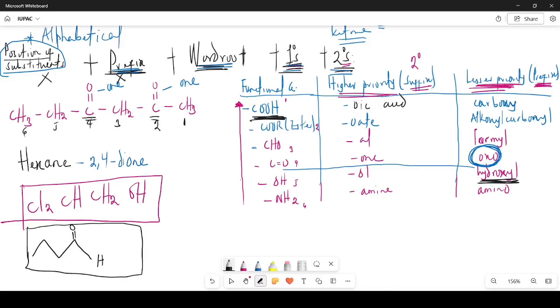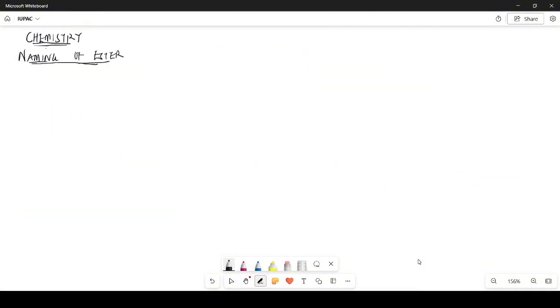So up next is naming of ester compound. Now let's discuss naming of ester compound. Ester compound is a product of reaction of alcohol and alkanoic acid. So whenever you react alkanol together with alkanoic acid, and remember alkanoic acid can also be called carboxylic acid, the reaction of these two gives rise to ester alongside water. But we want to dwell on ester compound today.